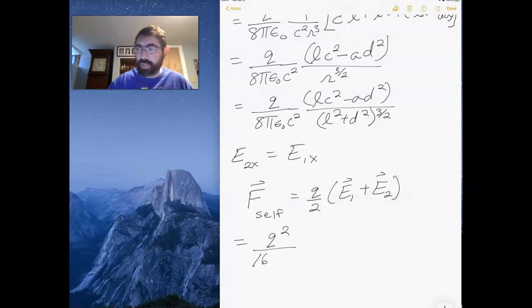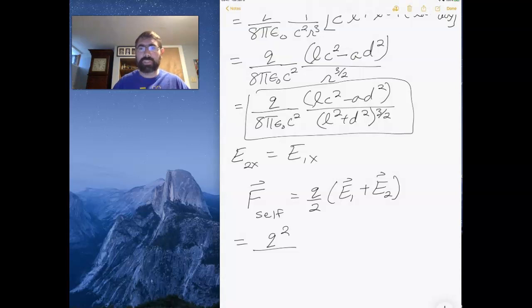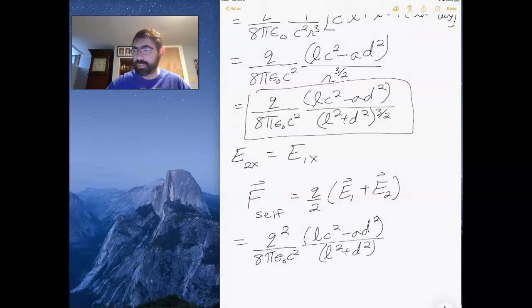So if that's the case, what I get is Q squared over, oh no, I'm sorry. So essentially E1 and E2 are the same, so that would be 2 times the electric field equation right here. So that 2 cancels with the 1/2, and I get Q squared over 8 pi epsilon naught C squared, L C squared minus A D squared over L squared plus D squared to the 3/2 power in the x direction, because I defined it moving in the x direction.